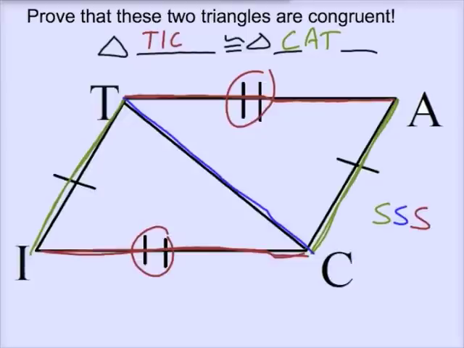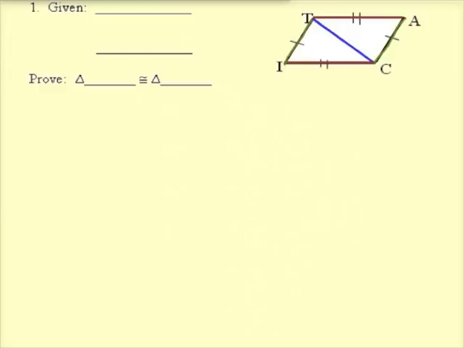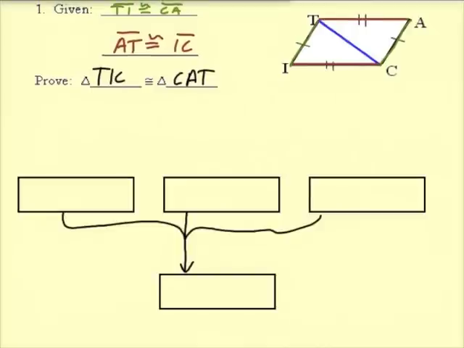So let's get to it. So first off, remember we were trying to prove that triangle TIC was congruent with triangle CAT. We were given the two green sides are congruent, so that's TI and CA. And then also we have the two red sides are congruent. So we've got what we are given, and we have what we're trying to prove. Now let's start filling in our three boxes. In the previous slide, we established that we are going to use the side-side-side congruence theorem for this proof. So we can fill that in as the reason right now.